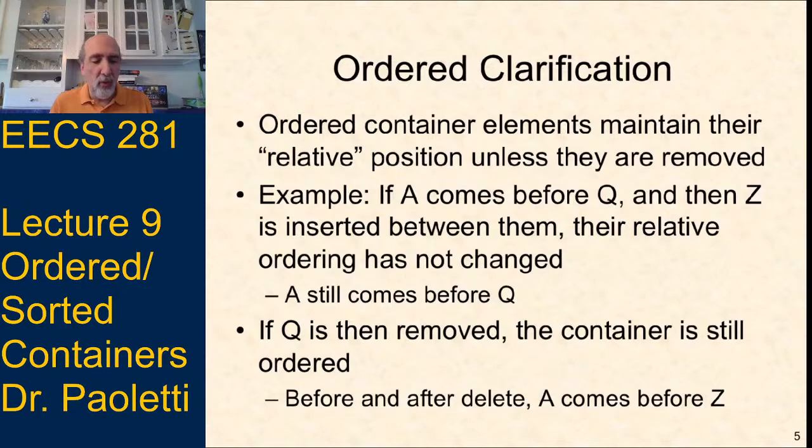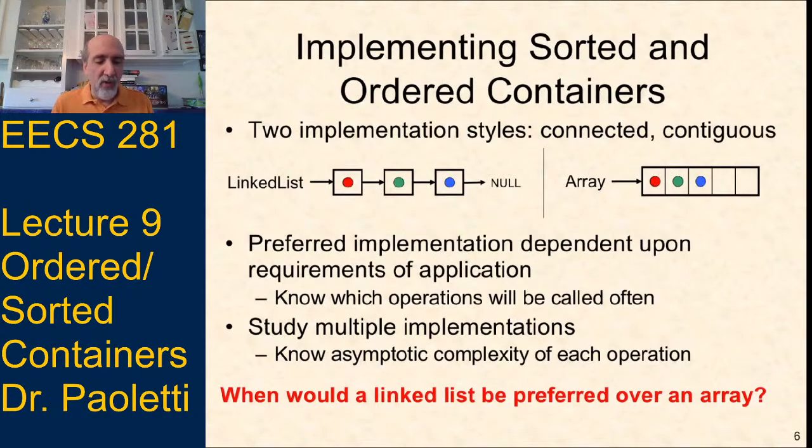Okay, so this is what I was talking about in the previous slide, what does it mean to be ordered? So we already went through that. And when we implement a container, behind the scenes, we might choose to implement it as a linked list inside of our new container type. We might implement it as an array or a vector or something like that inside of our new container type.